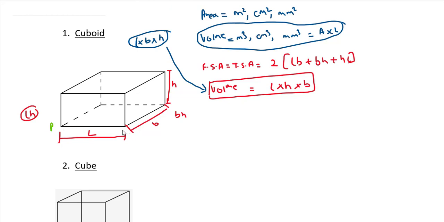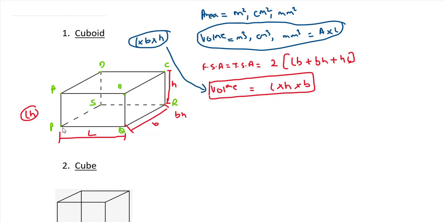For the bottom surface I am naming them P, Q, this H, R, this H will be S, and the top we can name them as A, B, C and D. So what is the formula for face diagonal? Let us first consider that.